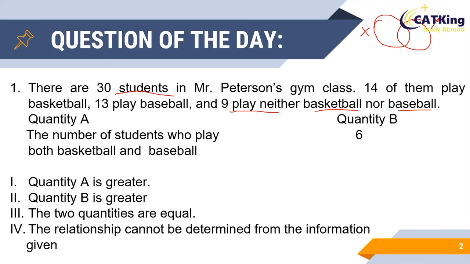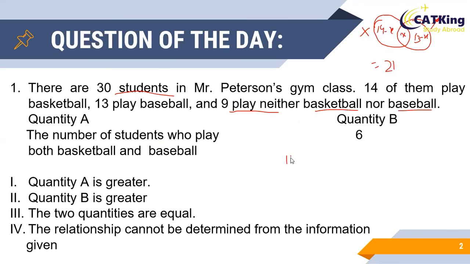So we know that the total number of students who play either basketball or baseball, that is the total number of students contained in this, is equal to 21 since 9 do not play. Okay, and let us assume the number of students who play both basketball and baseball as X. In that case, the number of students who play only basketball will be equal to 14 minus X, and the number of students who play only baseball will be equal to 13 minus X. And now this sum total of these three will be equal to 21.